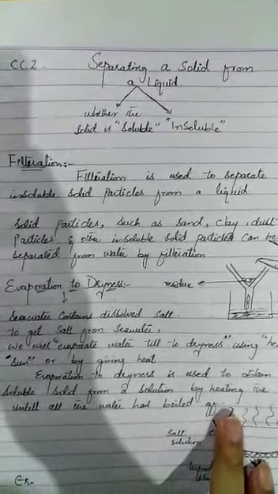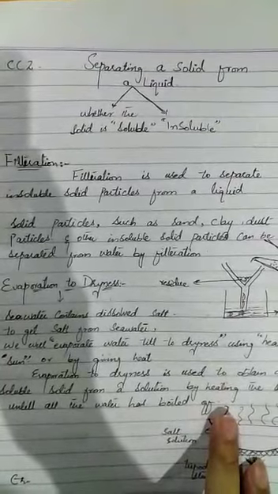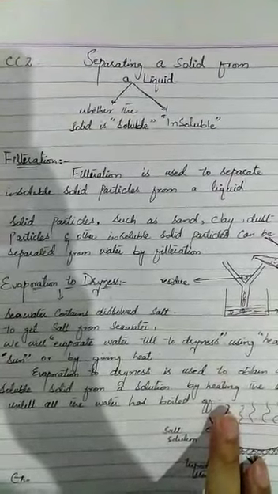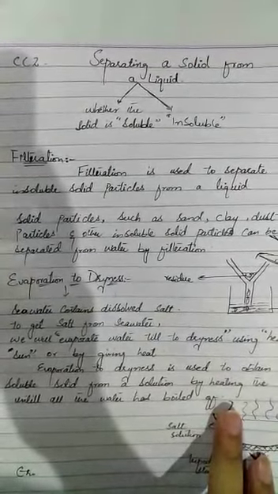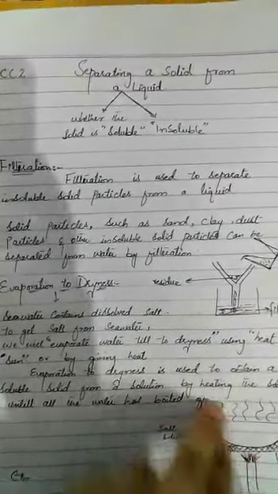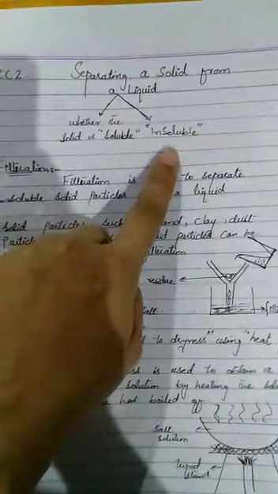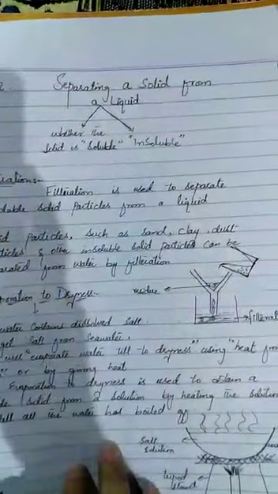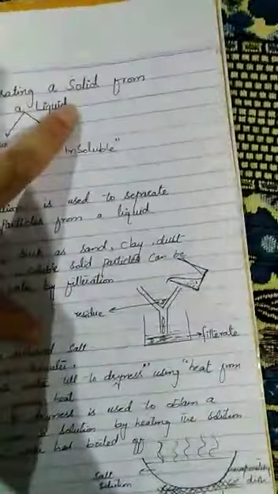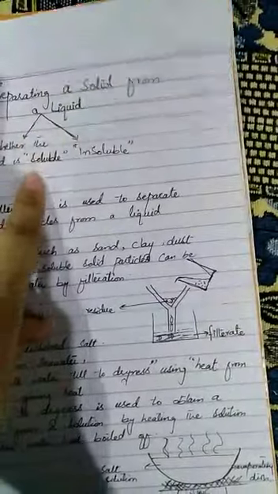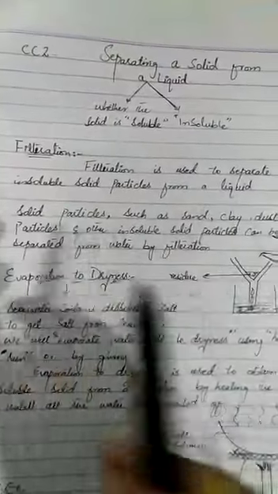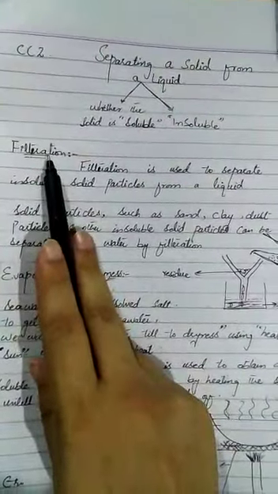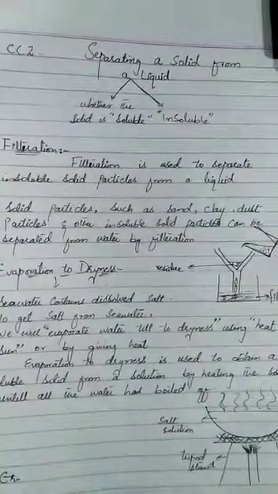Today we are going to start the next topic, CC2, that is separating a solid from a liquid. This technique we can use to separate out a solid that is soluble or insoluble. So the first process that we will use is called filtration.